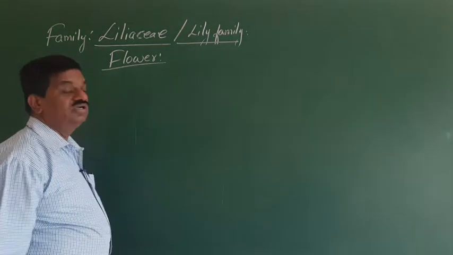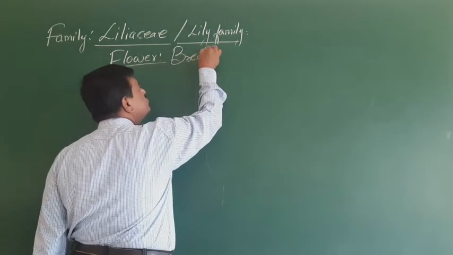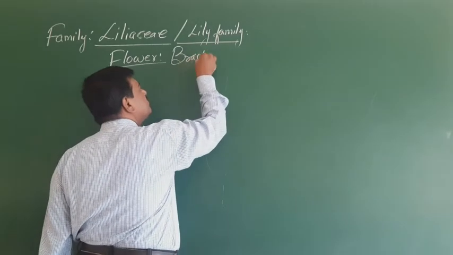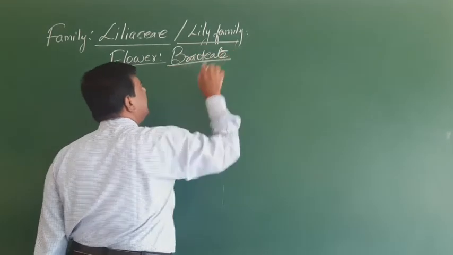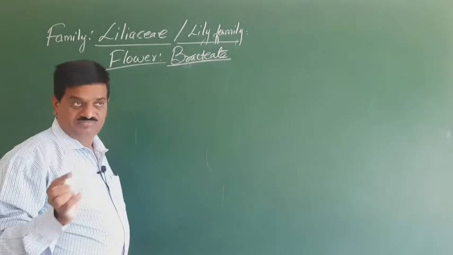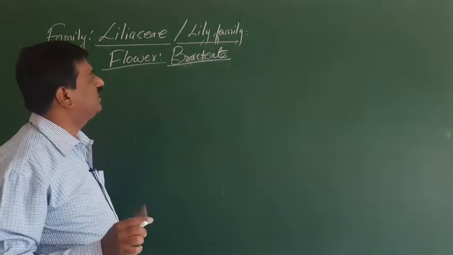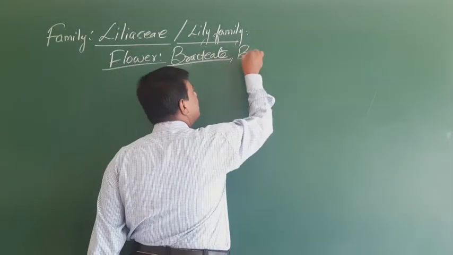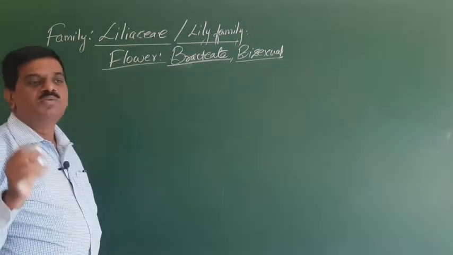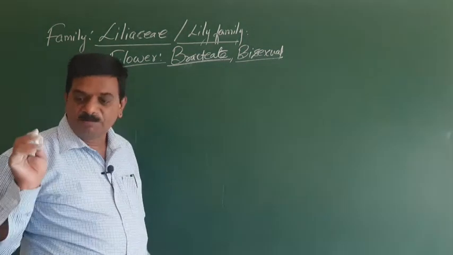So the next characters are flower. So in a flower the bract is present. So we use a word bracteate. So bract is present, hence we use a word bracteate. So here, as we know that when you take an onion, umbel, the flowers are covered by a white color covering called as bract. So it is called as bracteate. The next one is bisexual. The word bisexual, both male and female flowers have been present, hence we use a word bisexual.